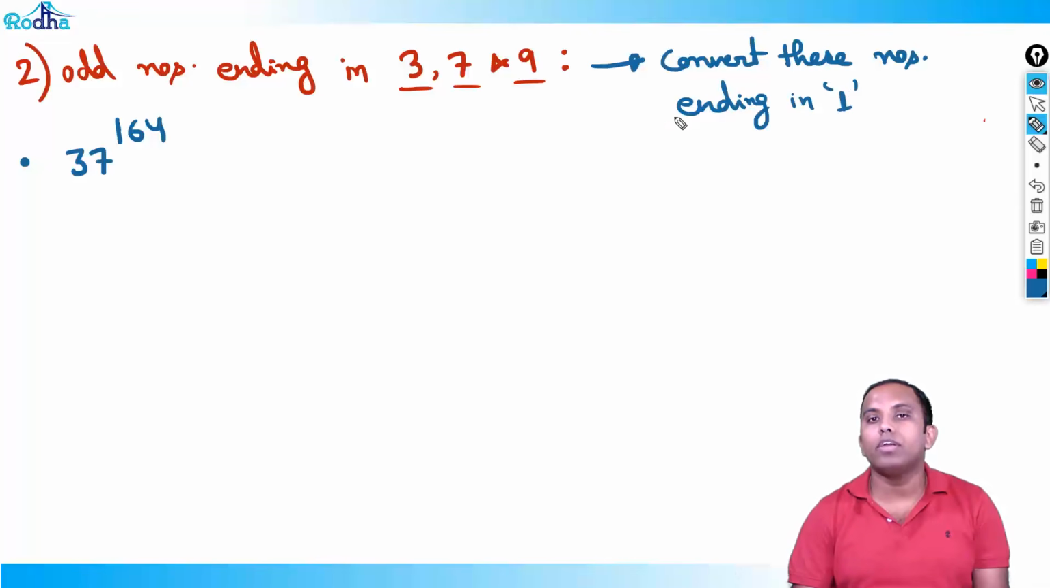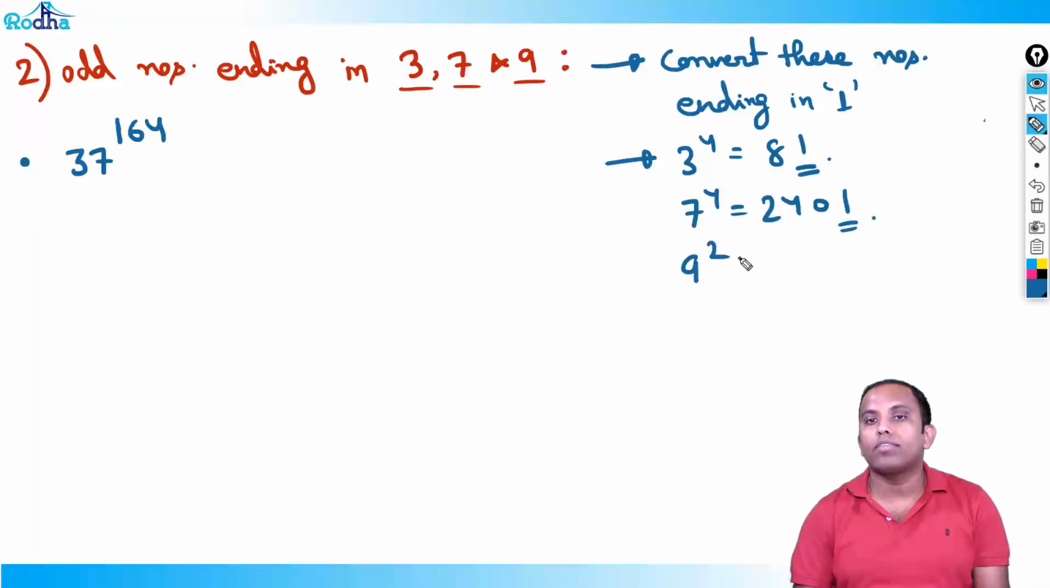Now how will we convert it? We know that 3 raised to 4 is 81, so ending in 1. 7 raised to 4 is 2401, so ending in 1. And 9 squared is 81, so ending in 1, right? So for 3, 7 and 9, I have to take it to power 4 and power 2 to convert it to ending in 1, right?